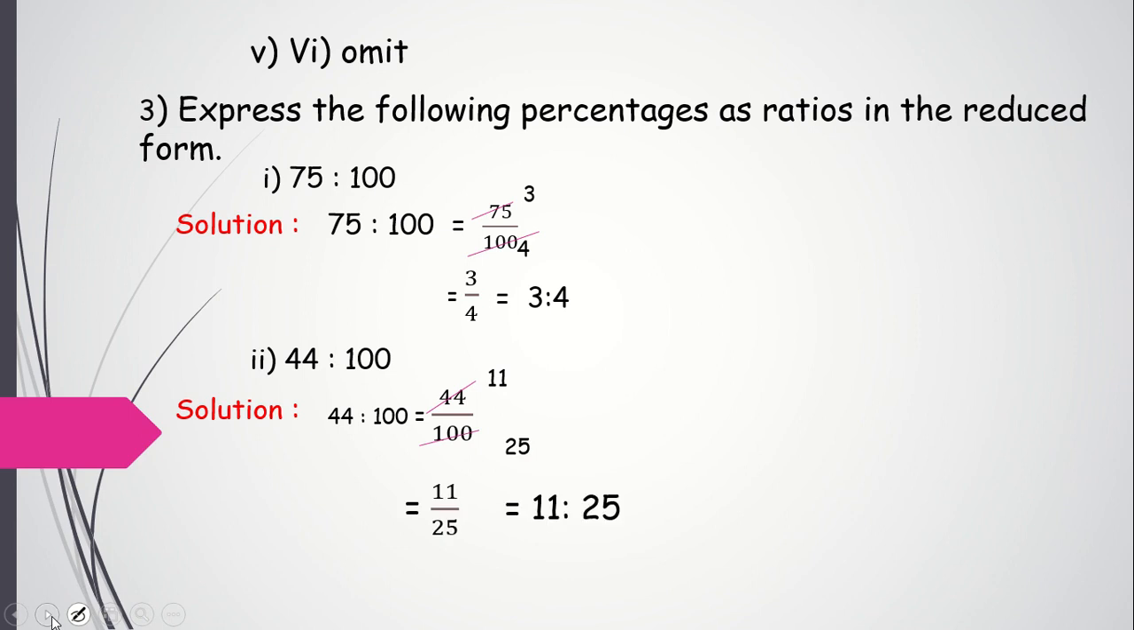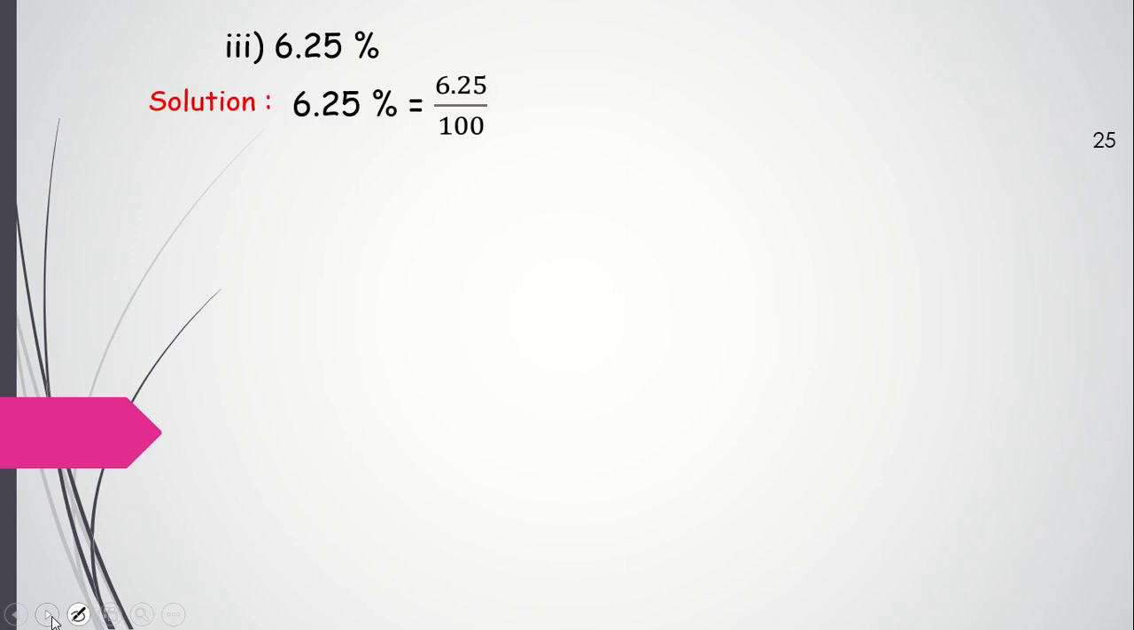11:25 is the answer. Now 6.25%. So that is 6.25 upon 100. So that's going to be 625 upon. What we have done is we want to get rid of this decimal point.